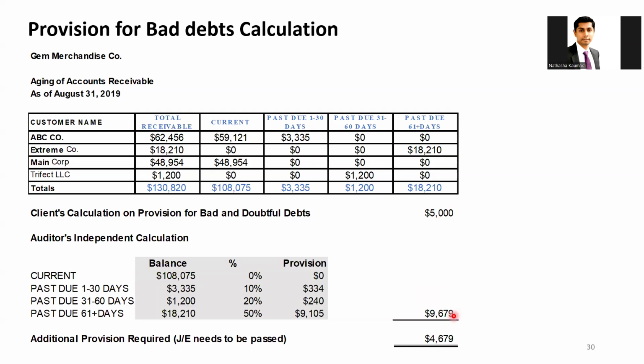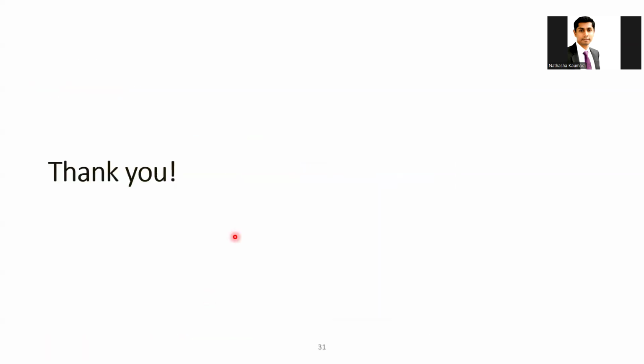Do you think we need to pass a journal entry? Yes, of course, because the difference is almost 5,000, 4,679, double the amount. That means we need to consider this amount as a journal entry. The client has to pass a journal entry to record this allowance for doubtful debts. Right. So that is how you do a provision for bad debts calculation. What is this auditing procedure? Recalculation. You are trying to recalculate, or you can say reperformance as well. You have performed it from the beginning and you are trying to understand whether the numbers are correct. Right. So with that, we have covered this lesson.